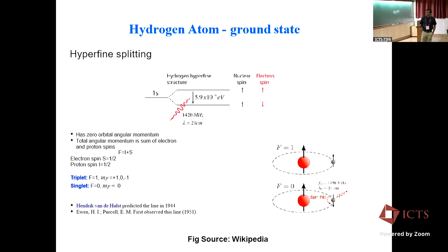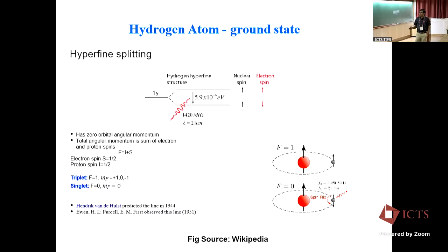The ground state, which corresponds to n equal to 1, has zero orbital angular momentum, so L equal to 0. But the electron has a spin, and the proton is also a spin half particle. So if I calculate the total angular momentum, which is the sum of electron and proton spin, F equal to I plus S. F is the total angular momentum, I is the proton spin angular momentum, and S is the electron spin angular momentum, and both are half.